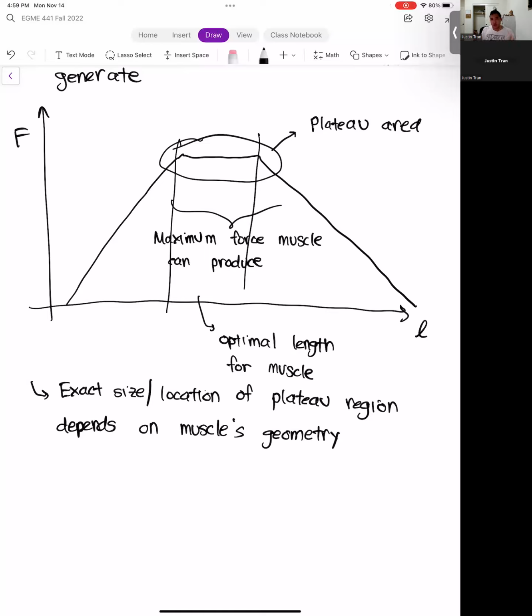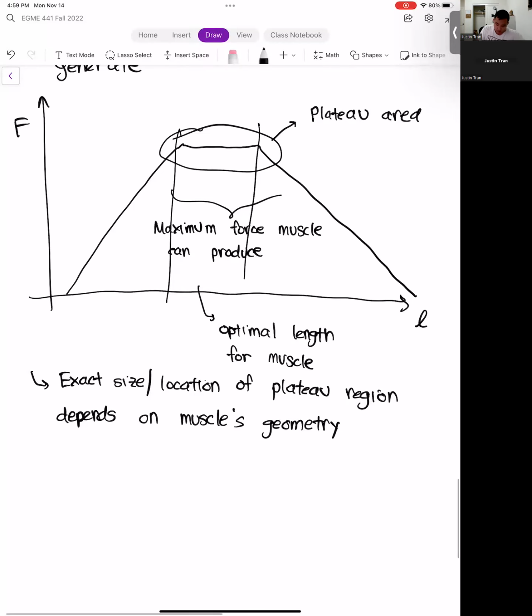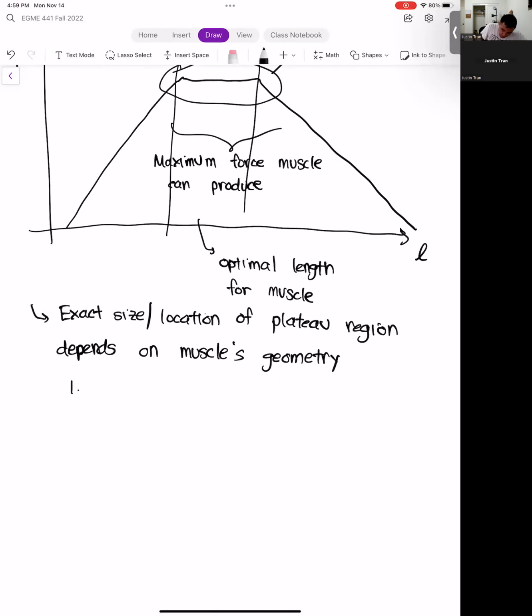There's a whole range of these geometries and how they behave, but there are two extremes that I want you to understand from this section. On the one hand, if you have very, very long muscles, a long muscle means that you have a lot of sarcomeres, a lot of individual muscle units that are connected in series, end to end.